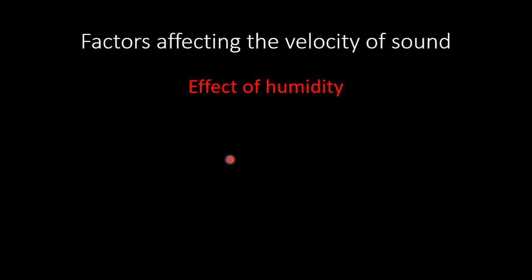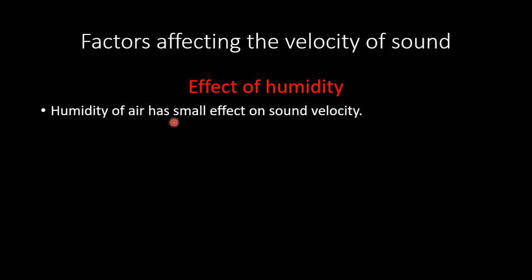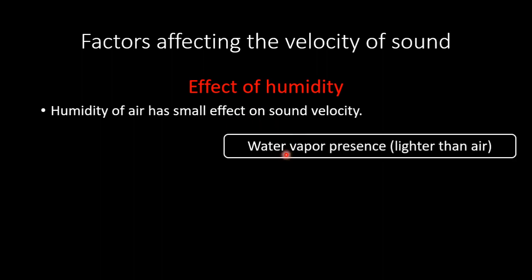And what is the effect of humidity of air on the velocity of sound in air? Humidity of air has a small effect, but that can be measured, on the velocity of sound in air. If there is water vapor present, which is lighter than air, so what will happen then? We know that water vapor has a low molecular mass of 18 compared to the molecular mass of air, about 29. So the water vapor is lighter than air.